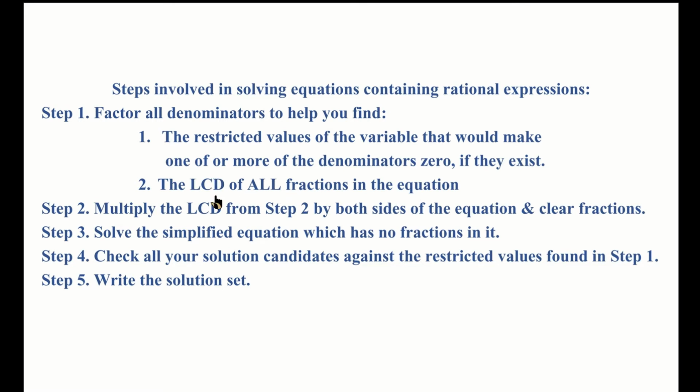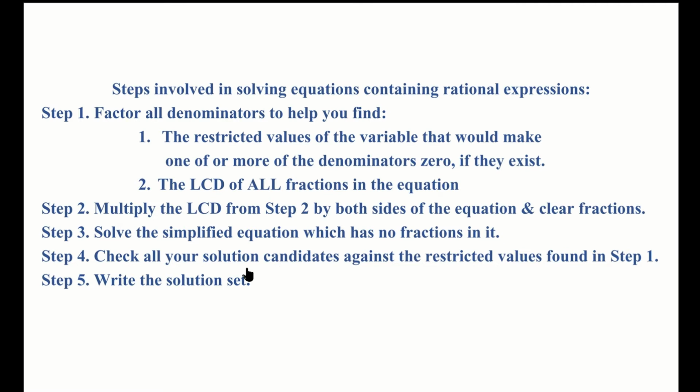Once we have established the restricted values and the LCD, we'll go ahead and multiply the LCD on both sides, very similar to what we just did with 30 in the previous screen. And we're of course going to end up with that nice simpler equation that's not going to contain any fractions. Then we're going to solve that simplified equation and find the solution candidates.